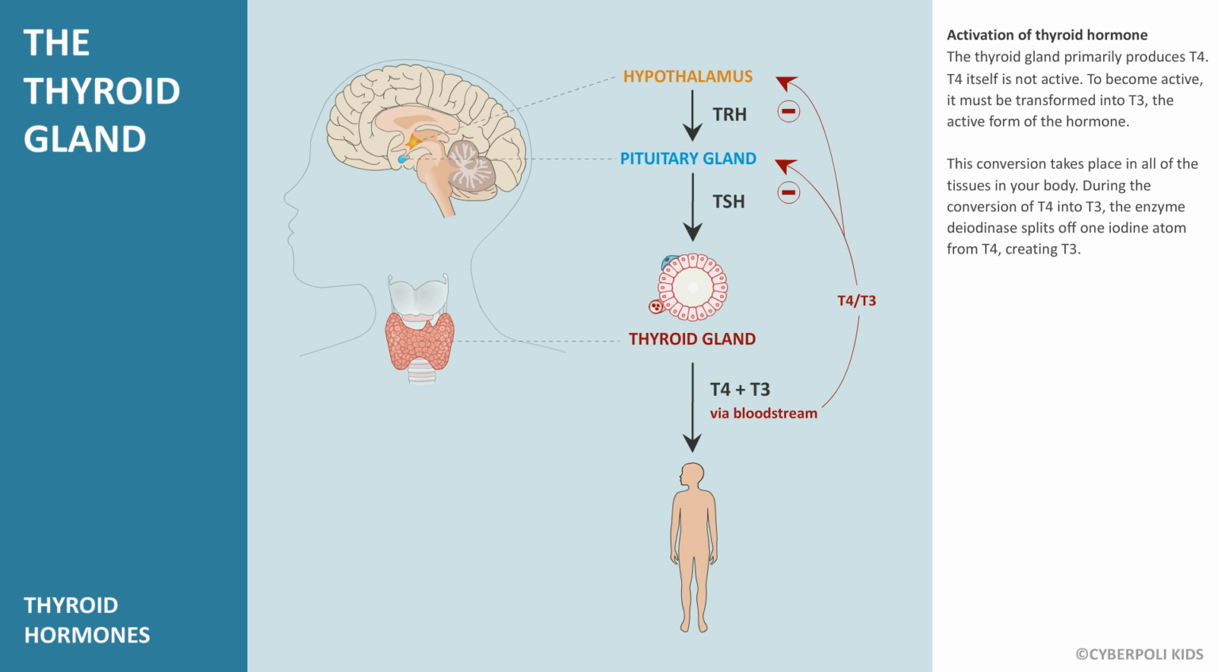The thyroid gland primarily produces T4. T4 itself is not active. To become active, it must be transformed into T3, the active form of the hormone. This conversion takes place in all of the tissues in your body. During the conversion of T4 into T3, the enzyme deiodinase splits off one iodine atom from T4, creating T3.